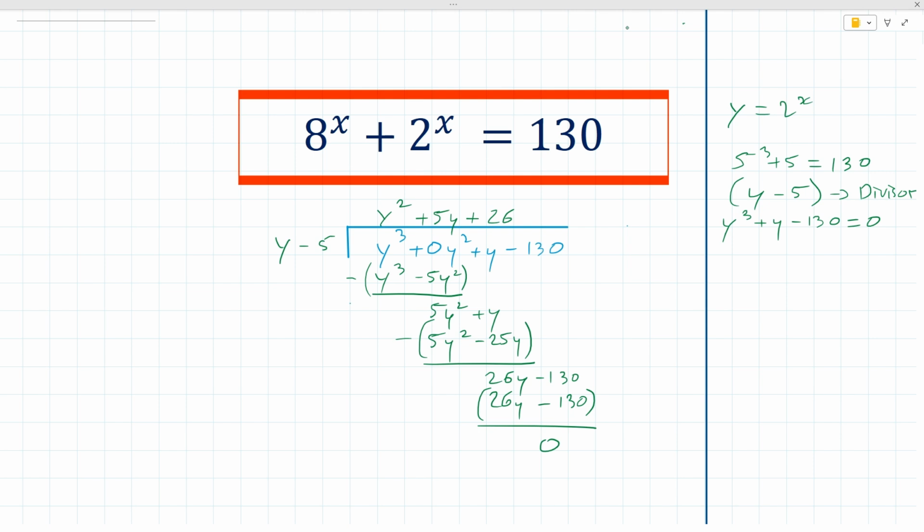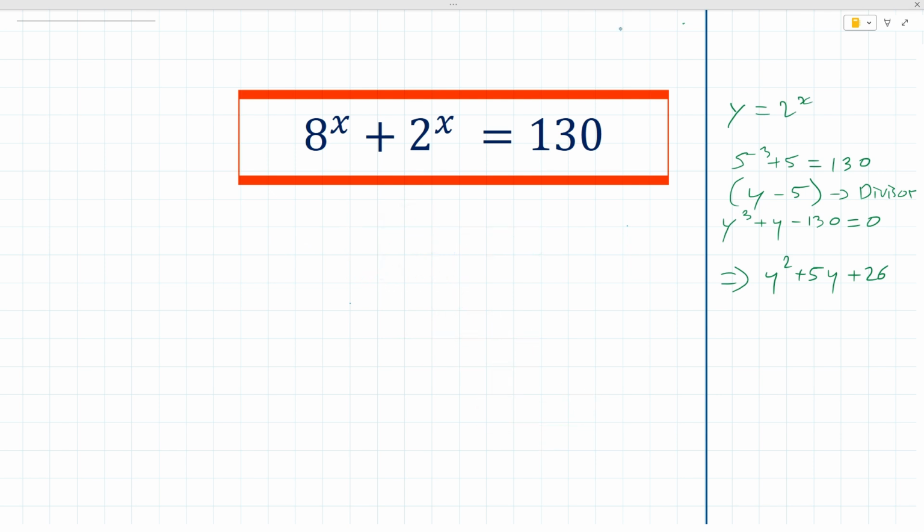So the result of this division is a quadratic, and the quadratic is y squared plus 5y plus 26. The next step in our problem here is to solve this quadratic, y squared plus 5y plus 26 equals 0. Can we find factors of 26 which add up to positive 5? So perhaps 13 and 2, 2 times 13, 2 plus 13 is equal to 15. That's not very good.